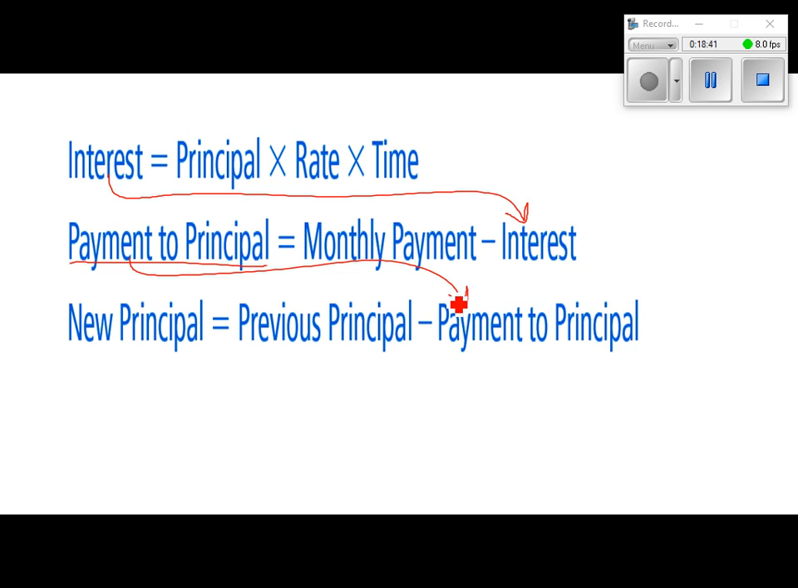So we're just going down through, and you got a column like this, and you're finding the interest. How much are we paying to interest? Pay to interest. Then, how much is going towards the loan? Pay to principal.